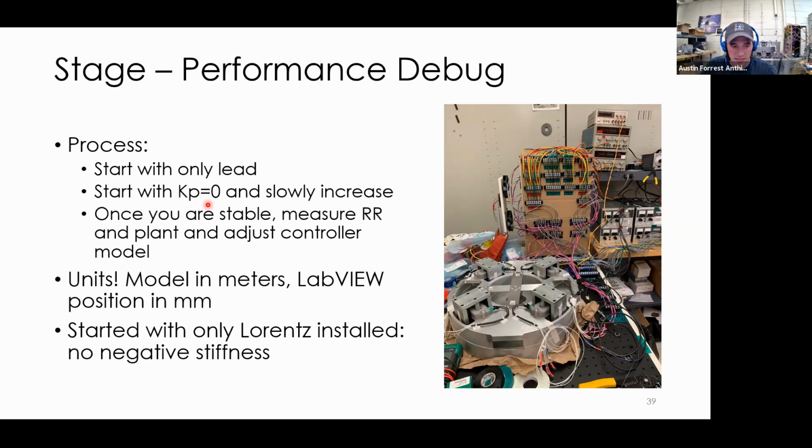When I was first doing it, I found a KP value 3 orders of magnitude smaller than what I was expecting gave me stability. And it turns out that was just a units error of my model being in units of meters and my controller in millimeters. But it was helpful to go through this process to get stable so I can figure out what the problem is.